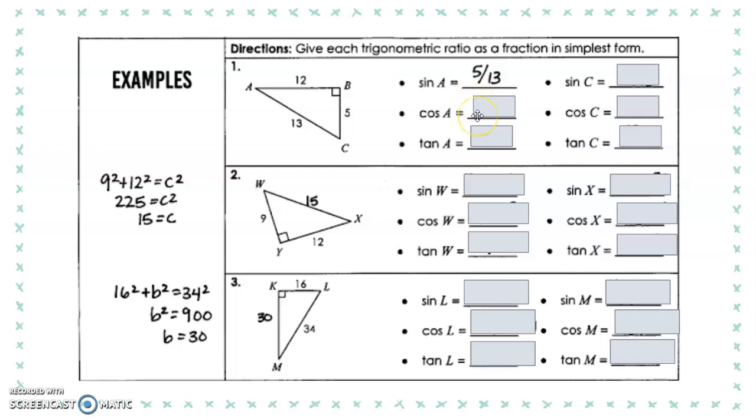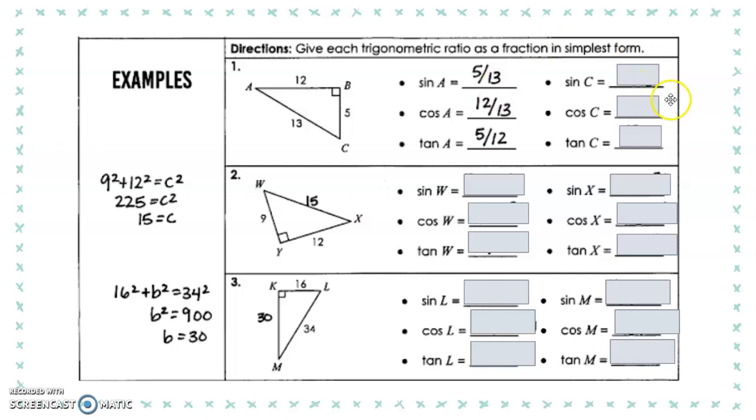I'm going to go down to the cosine of A. So looking at that same angle, cosine is adjacent side over my hypotenuse. My adjacent side is 12, and my hypotenuse is 13. So that becomes 12 over 13. The tangent of A, remember tangent is opposite over adjacent. My opposite side is 5, my adjacent side is 12. So that ratio is 5 over 12.